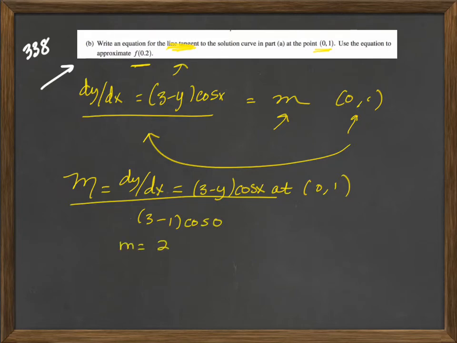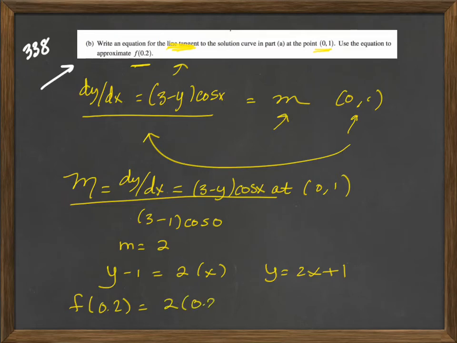And then for your equation, that would be y minus y1, so y minus 1 equals 2 times (x minus x1), x minus 0, so 2x. So you can even say y equals 2x plus 1. Now that's the first part of it. Then you have to say f of 0.2, and you just substitute 0.2 in for x. So 2 times 0.2 plus 1 equals 1.4.